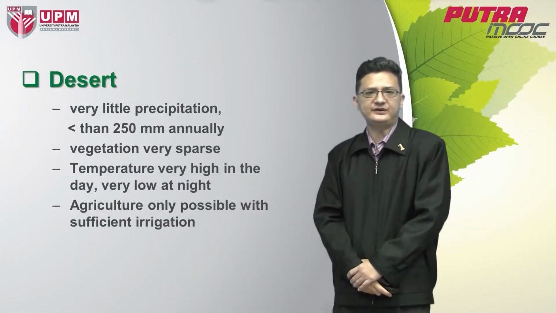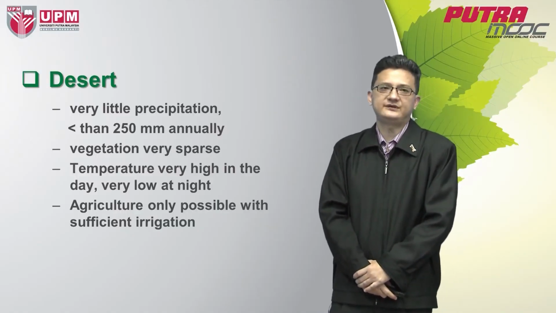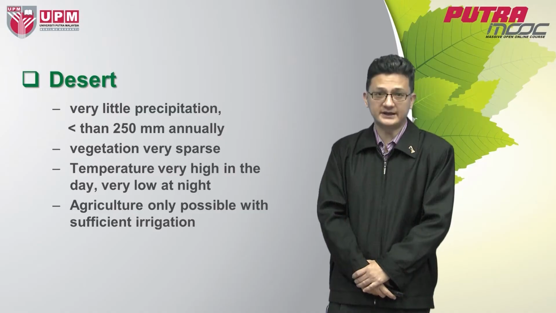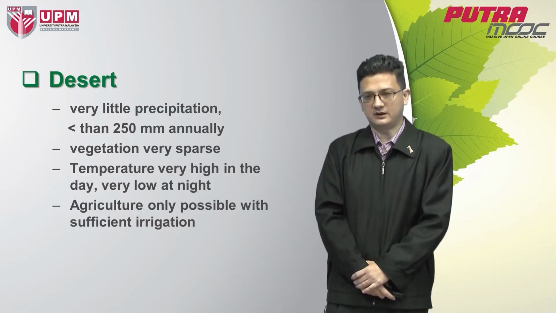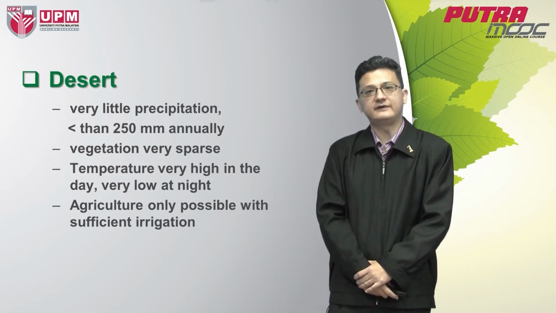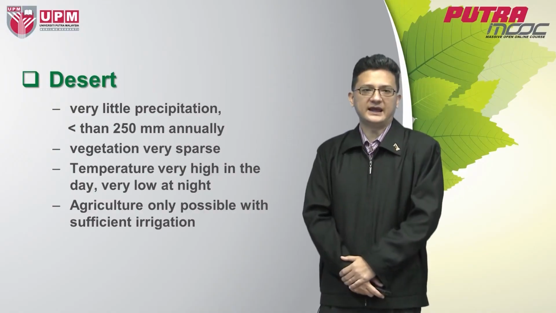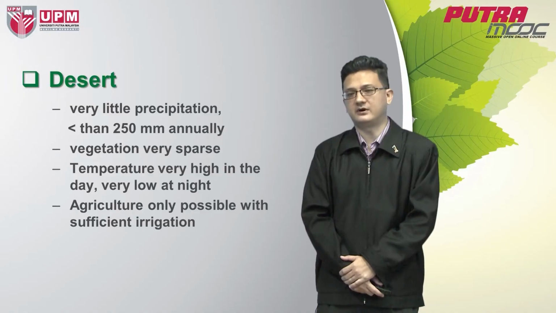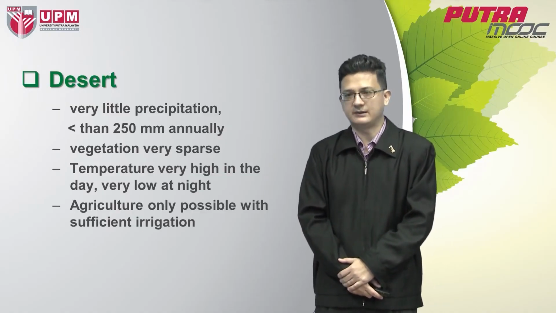Okay, desert. Before I go into climate change, I'd like to talk about desert. Desert, as you know, has very little rain, less than 250 millimeters per year. The vegetation is very sparse, it's very dry, very hot, especially in the day, but ironically very cool at night because of lack of cloud cover to trap the heat. And agriculture in desert land is almost impossible, right? Without any help of irrigation. If you depend on rain, agriculture will not be able to survive.